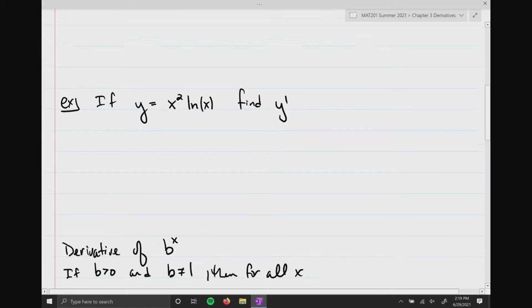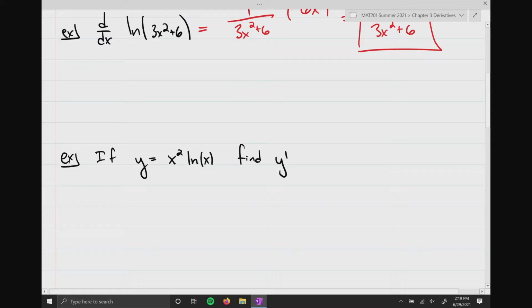Here's an example here where we're going to have to use our product rule. So if y equals x squared times the natural log of x, find y prime. So you can see here we have two different functions of x. So I'm going to call this f. I'm going to call this g. Off to the right, f equals x squared, therefore f prime equals 2x. g equals the natural log of x, so g prime is going to equal 1 over x.